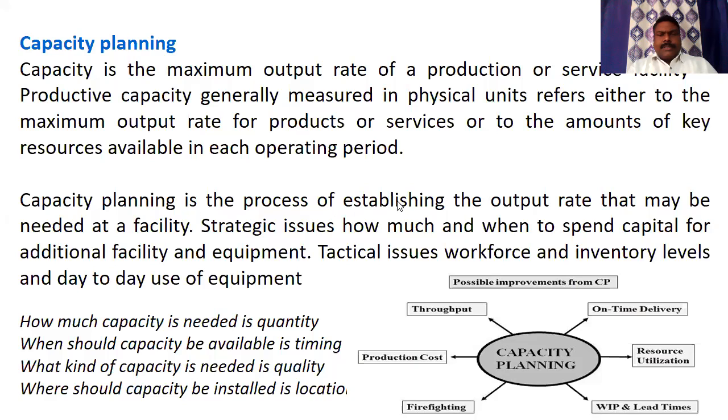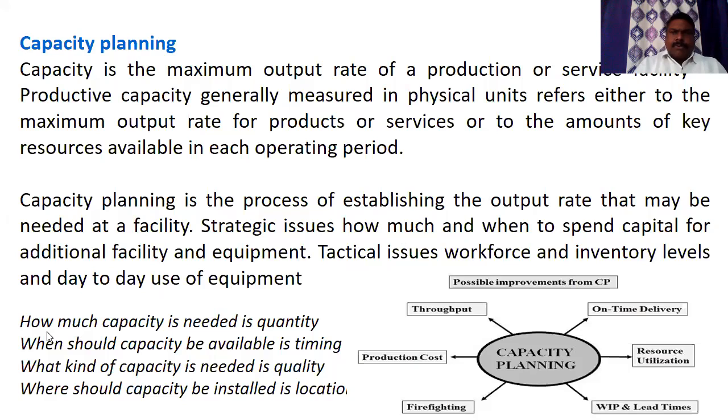In the process, we have to check the output rate that may be needed for the facility. Facility means the particular location, the production unit. Strategic issues are how much we have to produce, when to produce, how much capital is needed, and what equipment is needed. This is the planning of resources that we are going to do.